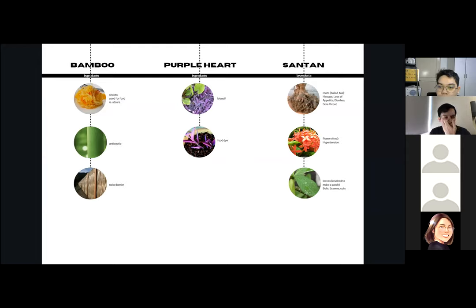And for the last part, its leaves, when you crush it and then you try to make a patch out of it, it is used to cure boils, eczema, and then cuts. So that is my research part.